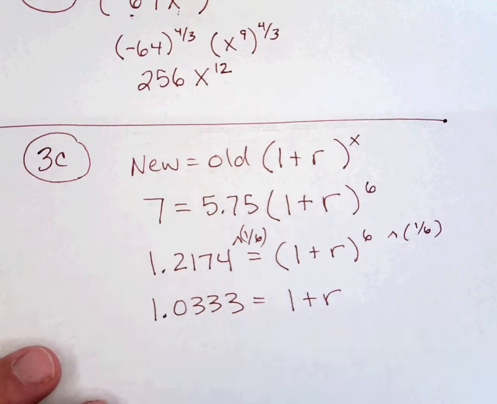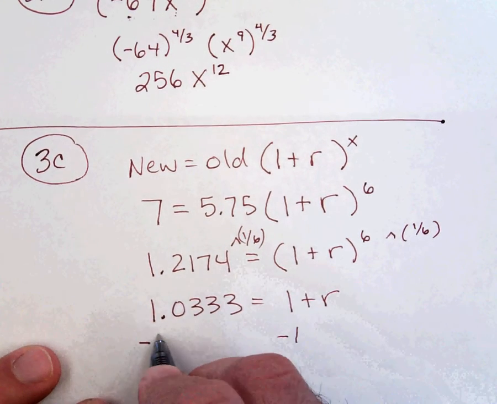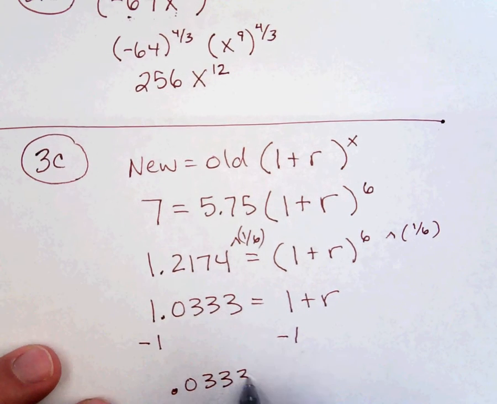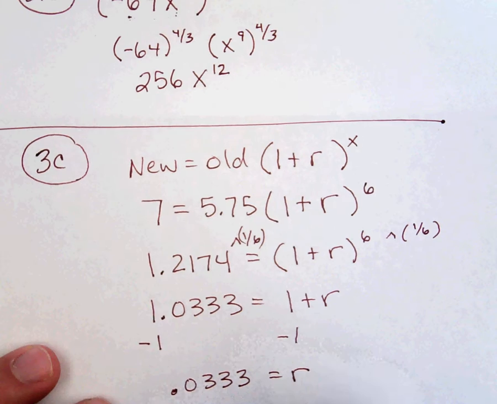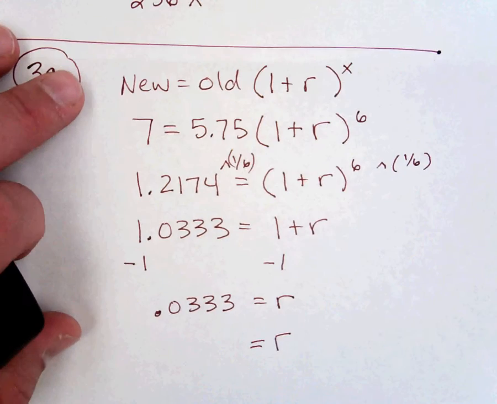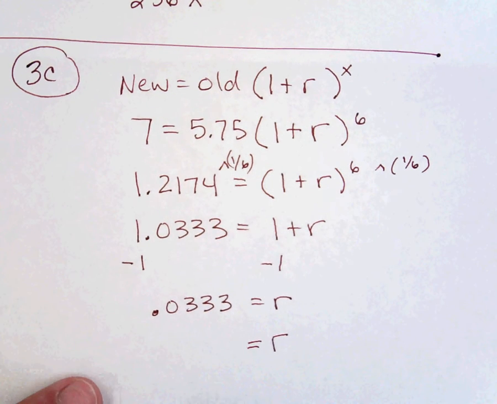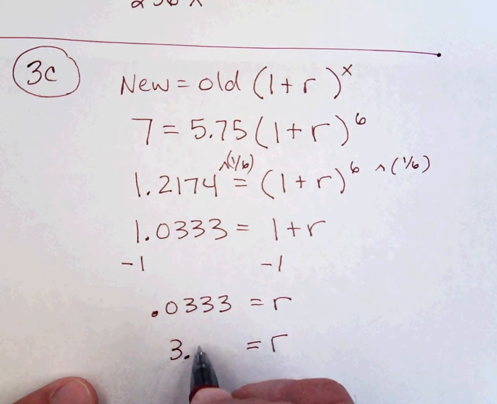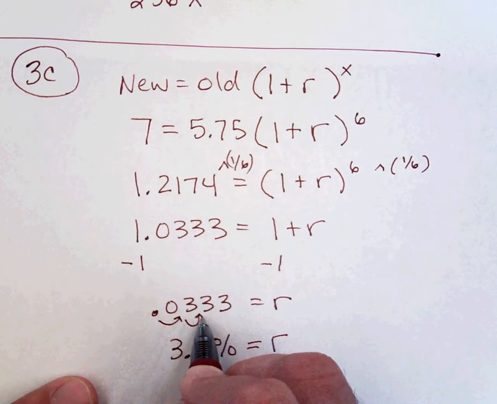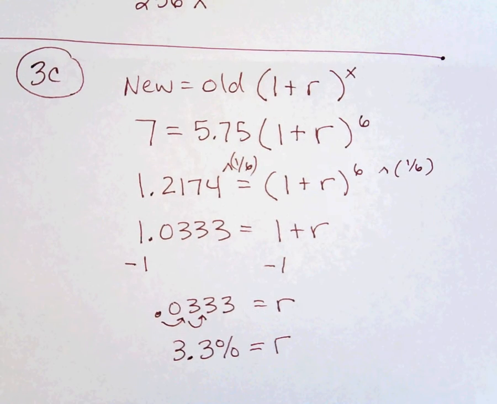Now, we're going to take away 1 from both sides. That removes the 1 from the front, and you get 0.0333 as our r. Now, rates are always expressed as a percent. So we're going to multiply by 100 and get a rate of 3.3%. The decimal moves 2 places to the right, and you end up with 3.3% for 3C.